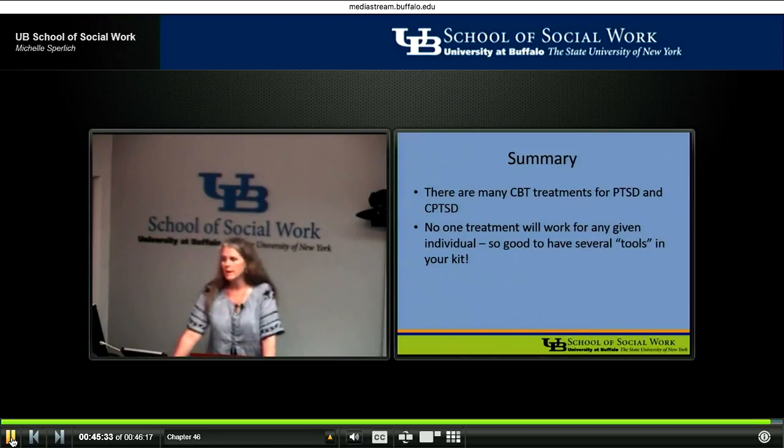So just to summarize, as you can see, there are many CBT treatments for PTSD and chronic PTSD. They have a strong and long lineage from both the cognitive and the behavioral fields that bring them to the here and now. There's a lot of commonalities between the various CBT treatments, but there are some differences as well. So not any one treatment is going to work for any given individual, right? Or for any given therapist, right? You might be more comfortable working in one manner than another. So it's really good to have several tools in your toolkit, and I hope this can help you to discern some of the directions that you might want to be heading.